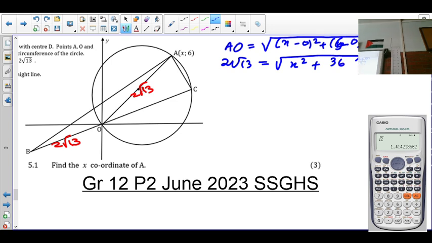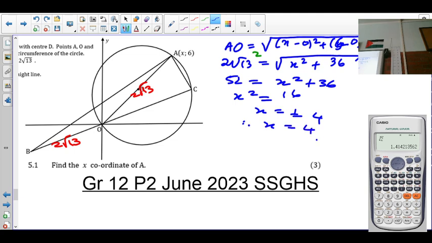Now I'm going to get rid of the square root, so I'm going to square both sides. So 13 times 4 is 52, which is equal to x squared plus 36. So x squared is equal to 52 minus 36, which is 16. So x is equal to plus or minus 4. Therefore x has to be 4, because it lies in the first quadrant. Any confusion there?